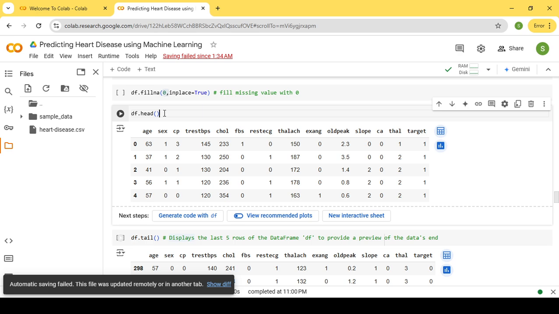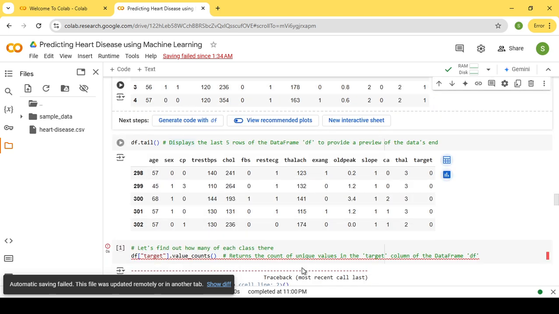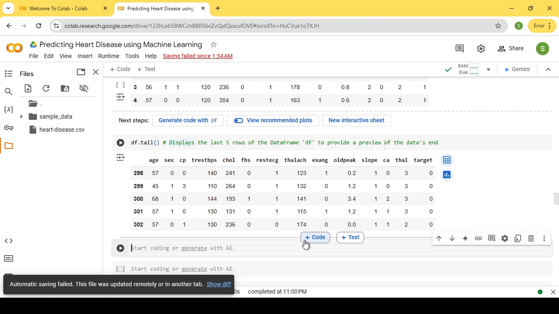As you guessed it right, df.head would give you the first five rows within your data, and df.tail will give you the last five rows of your data frame. Let's now try to find the frequency of heart disease based on the gender that we have, which is males and females.